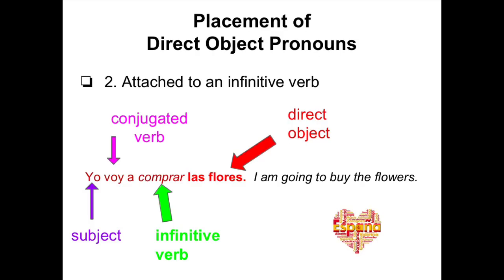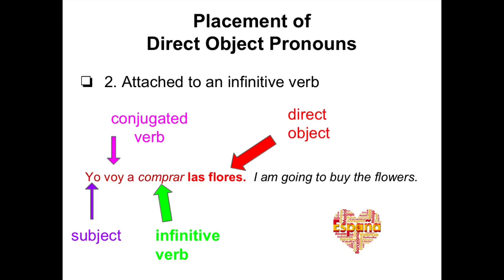Some sentences will contain an infinitive verb. Direct object pronouns can also be attached to an infinitive verb. Infinitives are verbs that are not conjugated. That means they end in AR, ER, or IR.